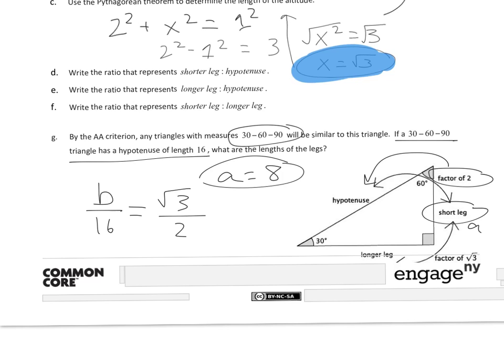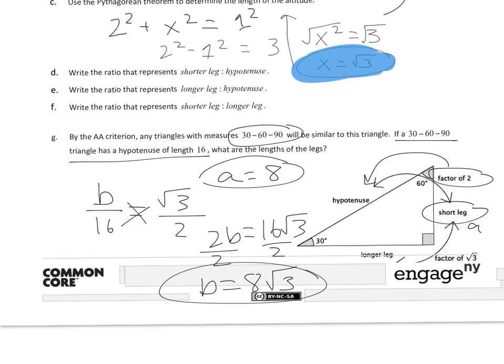Okay? Because that was really that scale factor of 2, so I'm comparing the square root of 3, and then we know that that 16 was double that. So I can solve this proportion now, so I can cross multiply, and when I do that I end up with 2b equals 16 times the square root of 3. Which tells me if I divide both sides by 2, 16 divided by 2 is 8, so I'm left with b equals 8 times the square root of 3.